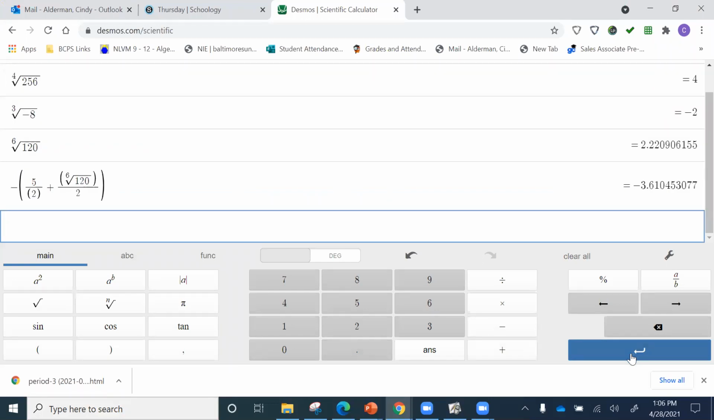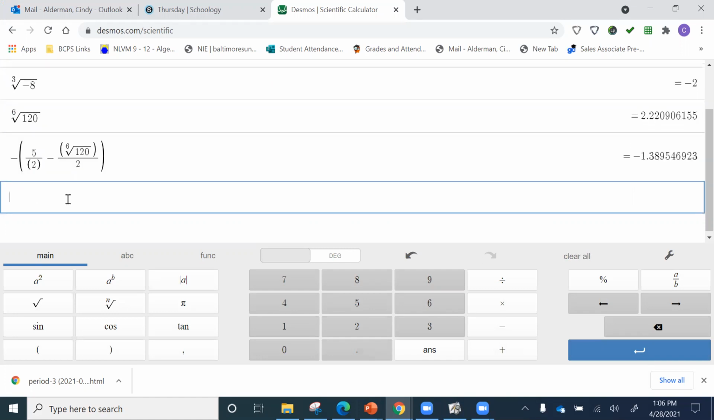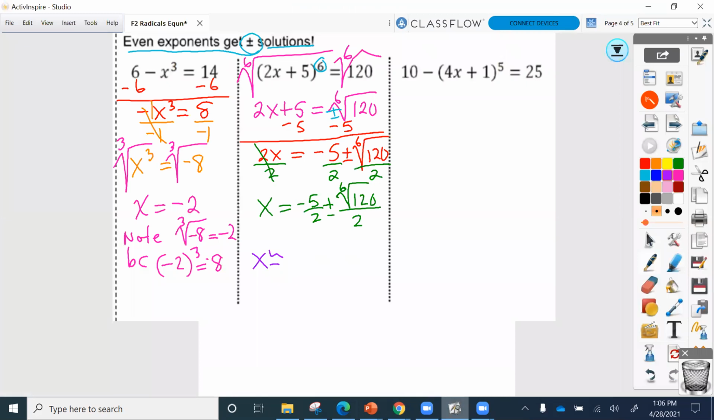So negative 3.61 is one estimate. Now, if we edit this, we don't have to put it in twice and say we want the other answer. That would be the other answer, negative 1.39. So x is approximately equal to negative 3.61 or negative 1.39.